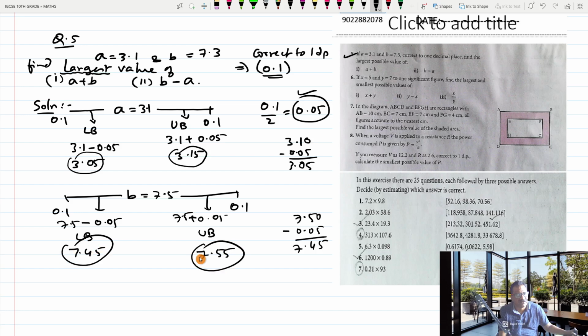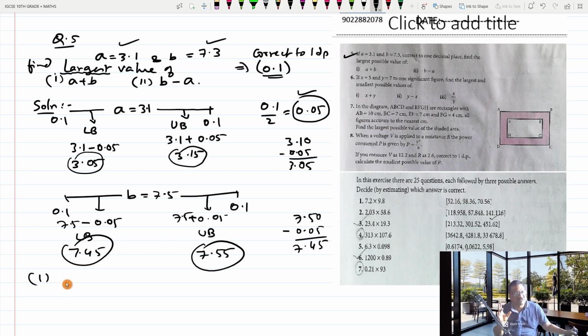So you can see that for these two numbers, 3.1 and 7.3, I have found out both the lower bound and the upper bound. Now the question is, what is the largest value of a plus b? For the largest value of a plus b, you will have to take the upper bound of a and the upper bound of b and add them. Then only you will get the largest value of a plus b.